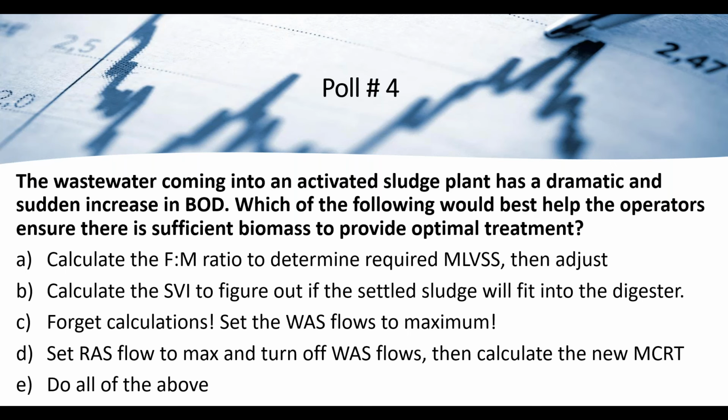As you can see, the F/M ratio, if you have a sudden increase in BOD, you have more food. And so we want to maintain a certain F/M ratio for our plant. So we'd want to figure out what is the required MLVSS that we need, and then we'd probably adjust the return activated sludge flow to start increasing that.